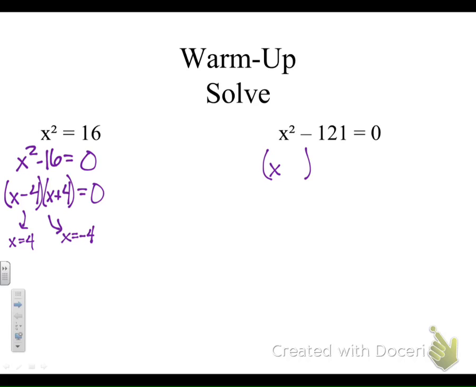again, difference of squares. x and x, minus 11, plus 11. In order for this parentheses to be 0, x will have to be the positive 11. In order for this set of parentheses, x will be the negative 11.